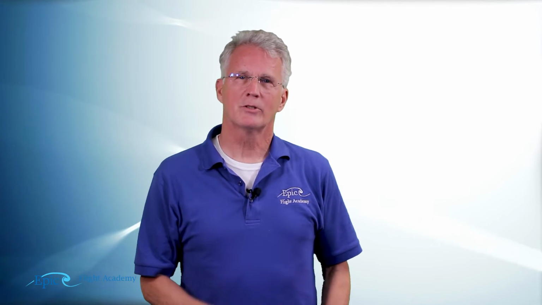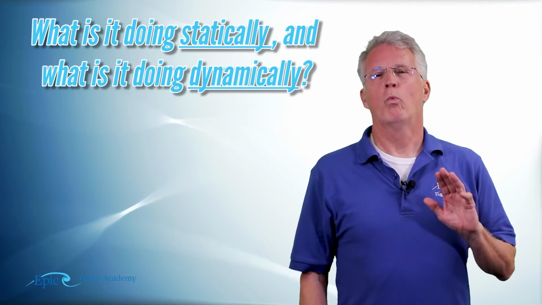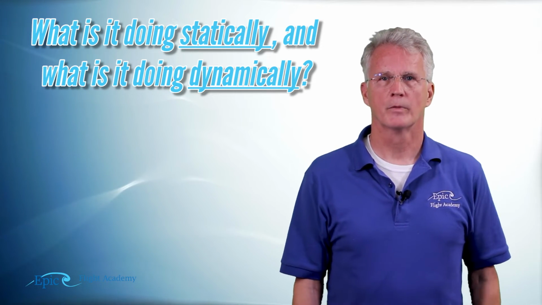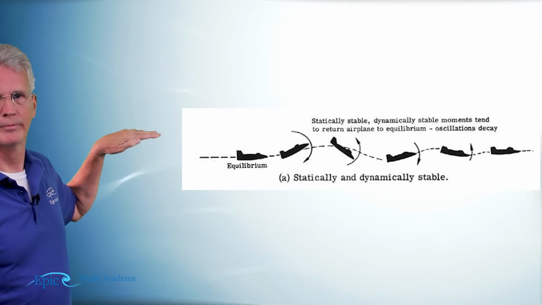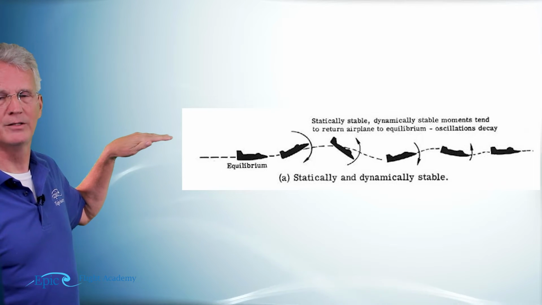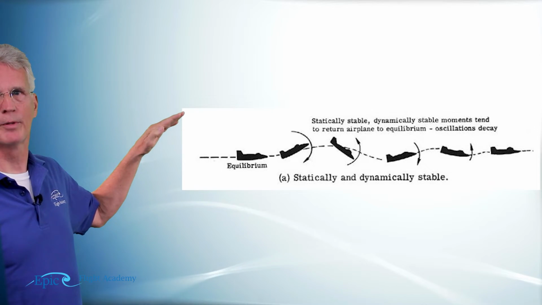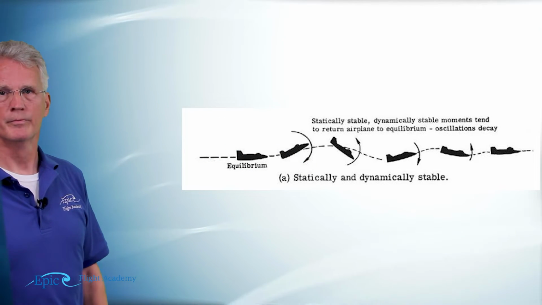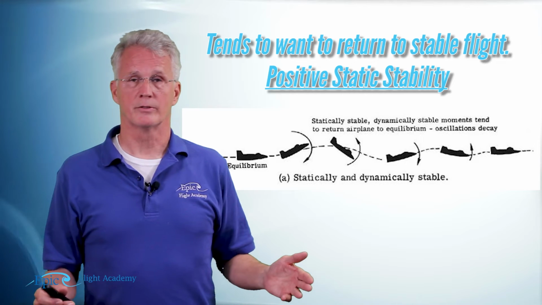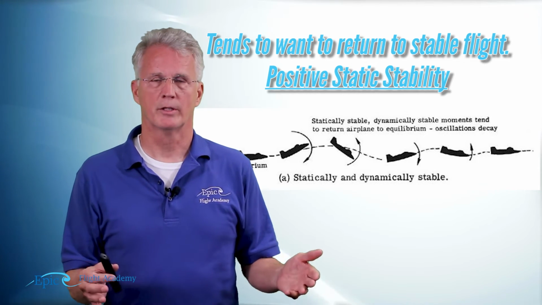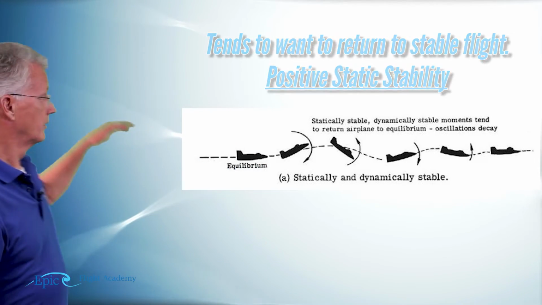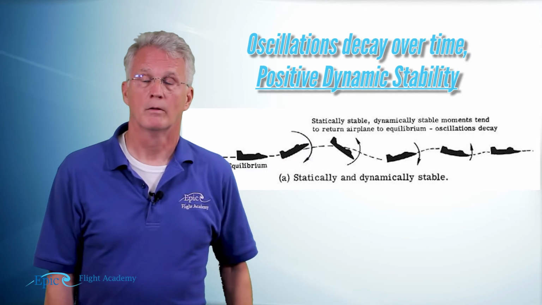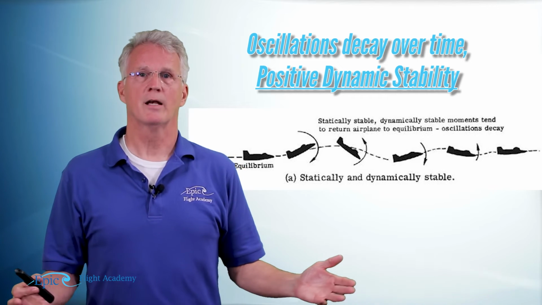So let's take a look at these three pictures again. Only this time, let's ask ourselves, what is it doing statically and what is it doing dynamically? So, airplane at the top, what does it tend to do initially? Once it's displaced, it tends to return to where it was. What kind of static stability is that? Positive static stability. And those oscillations get smaller and smaller over time. What's that? Positive dynamic stability.